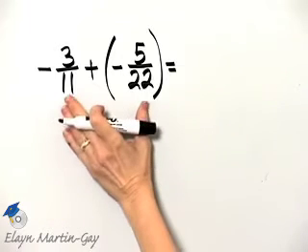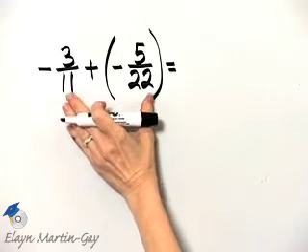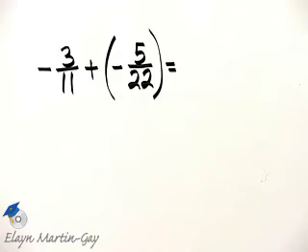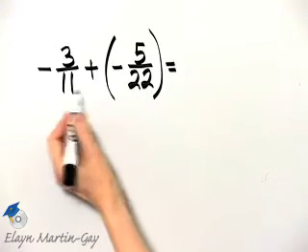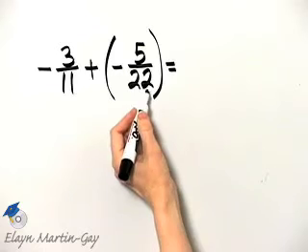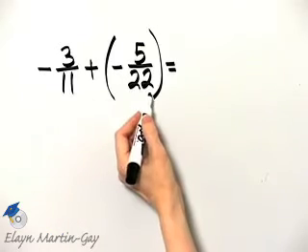So since we will be adding these fractions, we've got to have the same denominator. Let's take a moment and write each of these fractions as an equivalent fraction, but with the same denominator. Notice the LCD, least common denominator, is 22.